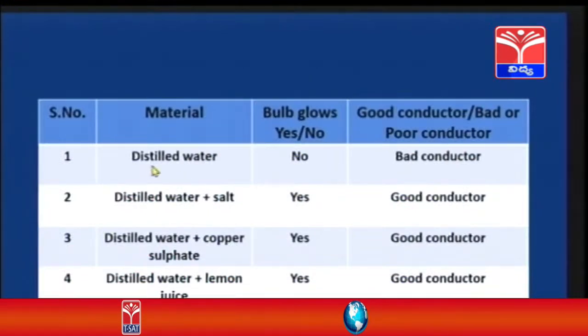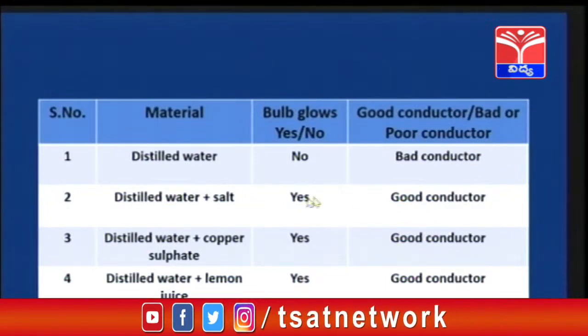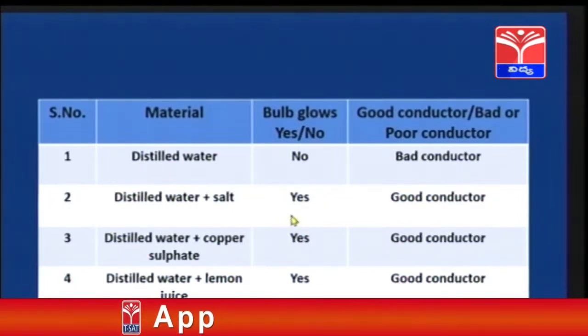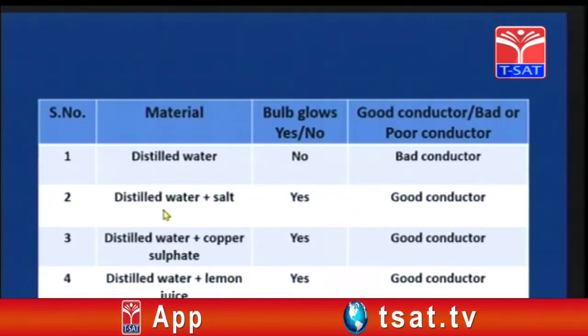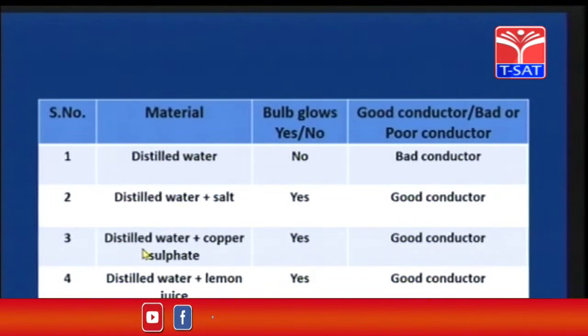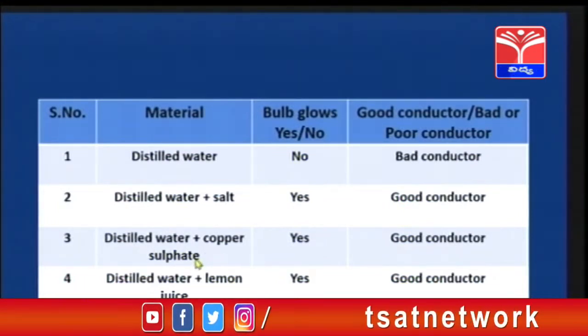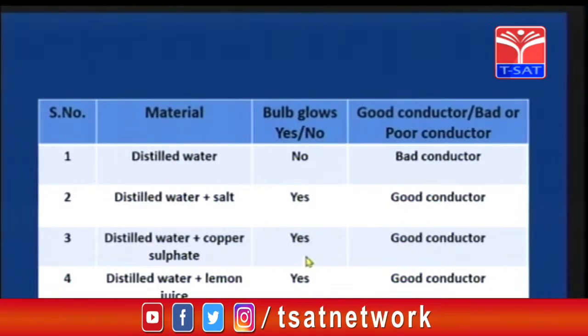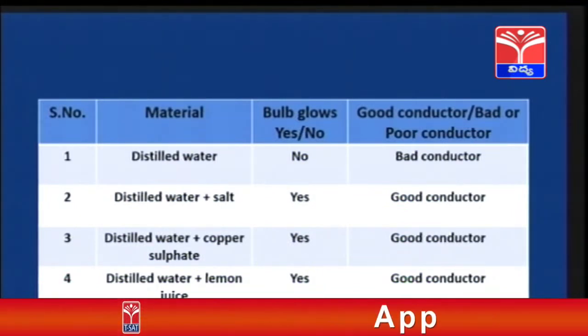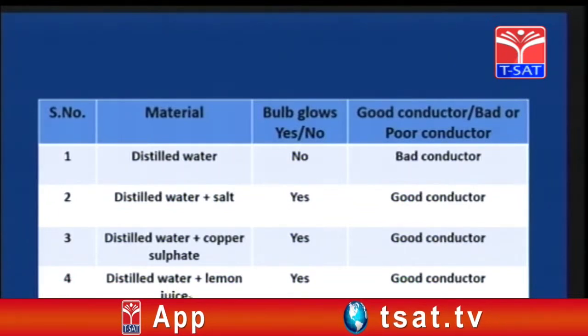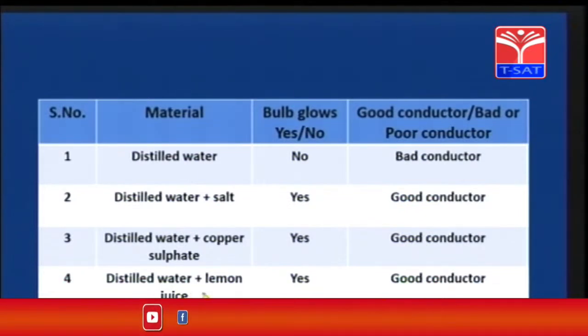So here we saw distilled water did not conduct electricity, so it is a bad conductor. Whereas when we mixed salt with distilled water, the bulb started glowing, which means this solution of distilled water with salt is a good conductor of electricity. And then distilled water and copper sulfate, yes, it has also become a good conductor of electricity. And then the solution of distilled water and lemon juice also conducted electricity. So the combination of distilled water with lemon juice is also a good conductor of electricity.